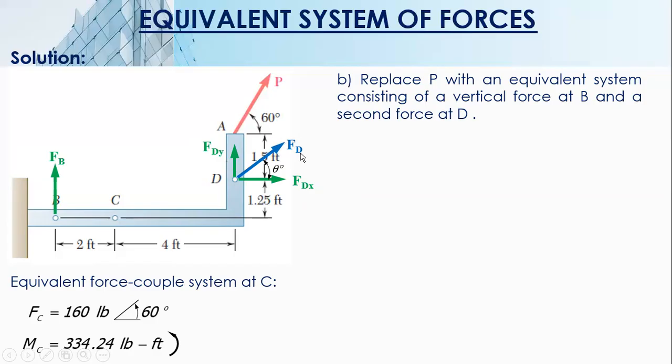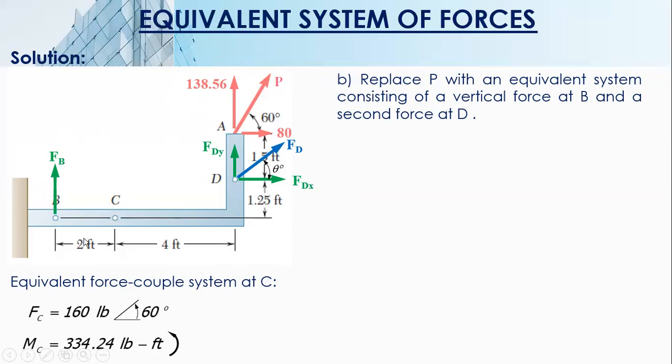Okay, forget about the blue color. Green, three unknowns. So this green system must be equivalent to this system, which is also equivalent to the original system. Okay, so let's resolve this force. That's 80. To get 80, P is 160, 160 cosine of 60, that's 80. And then on the vertical, 160 sine of 60 is 138.56.